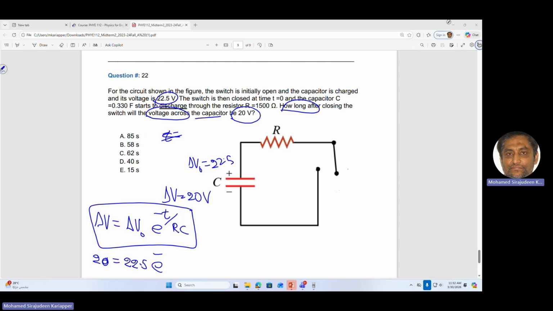T is the unknown, so you will put it as X in the calculator. RC, actually the previous question we calculated RC. It doesn't matter, you can ignore that because it may be a different value. So you put the values of R and C. R is 1,500 and C is 0.330. Take your calculator, write the equation in the calculator and tell the calculator to solve it for you.